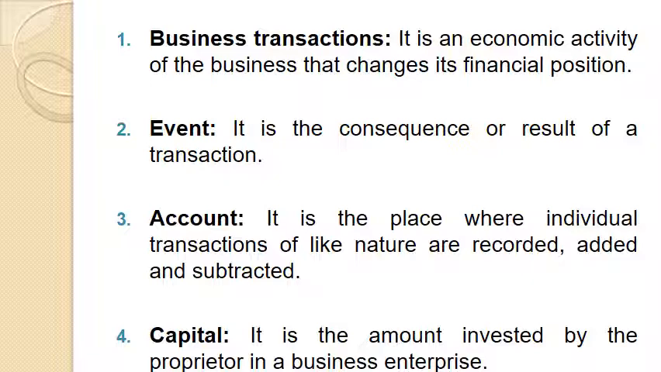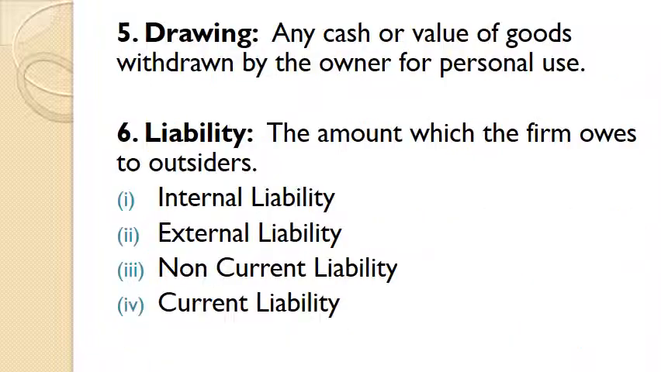So let's move towards the next slide. Drawings. Any cash or value of goods withdrawn by the owner for personal use, or any private payment made out of business funds, is called drawings. Next is liability. It refers to the amount which the firm owes to outsiders, excepting the amount owed to the proprietor. Or we may say that liabilities are debts. They are amounts owed to creditors.